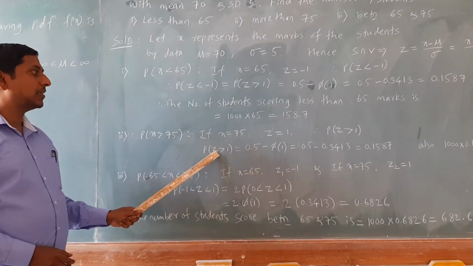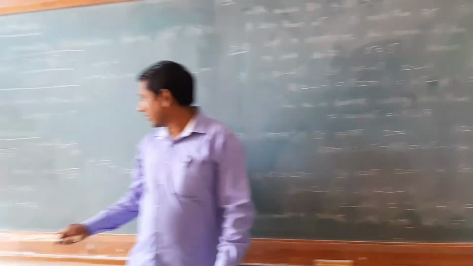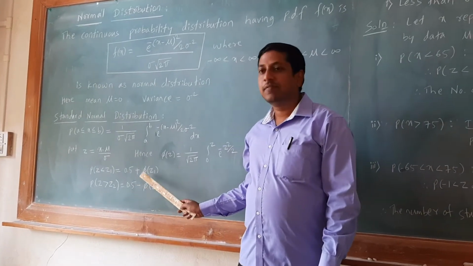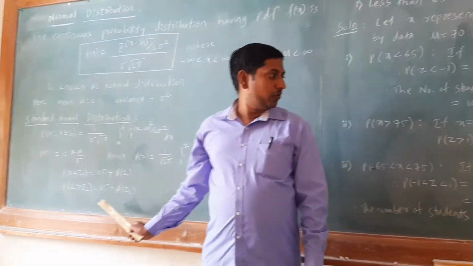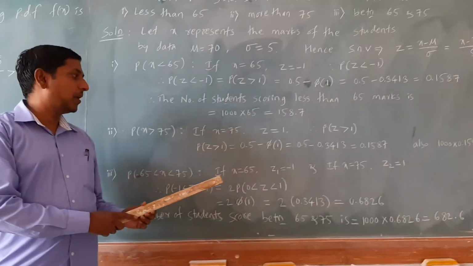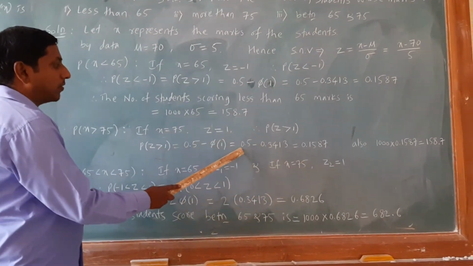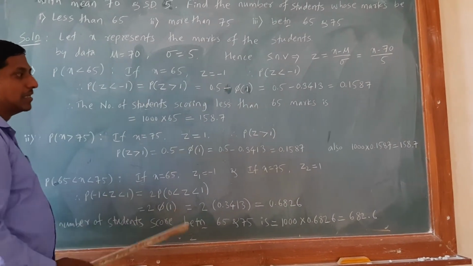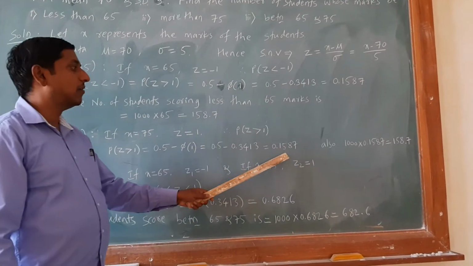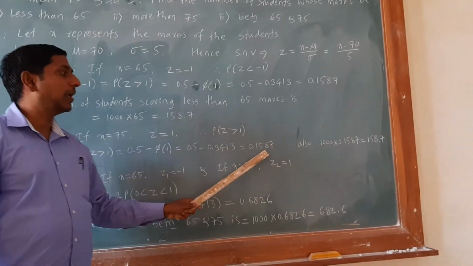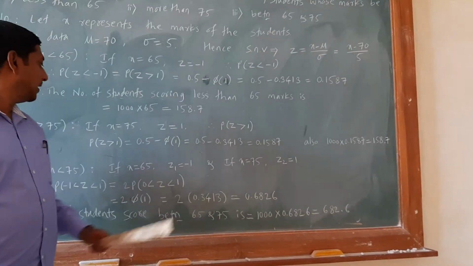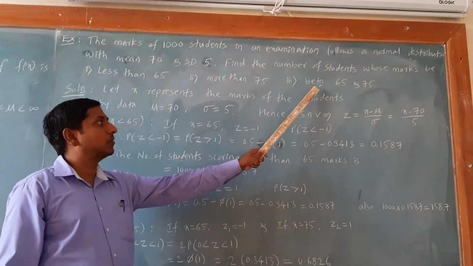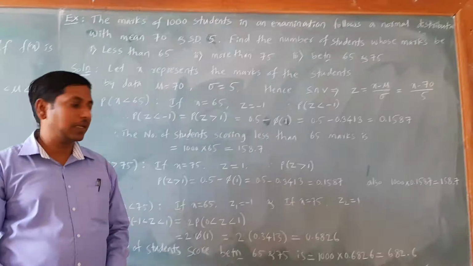And x is greater than 75 is symbolically denoted as probability of z is greater than 1. This again is in the form of z is greater than z2 form, so the condition is 0.5 minus phi of z2. Using this condition in our problem, we write 0.5 minus phi of 1. It is similar to the previous step, so finally we get 0.1587.